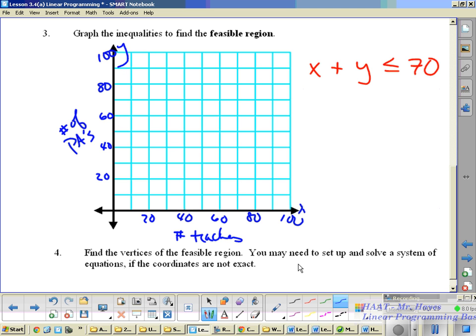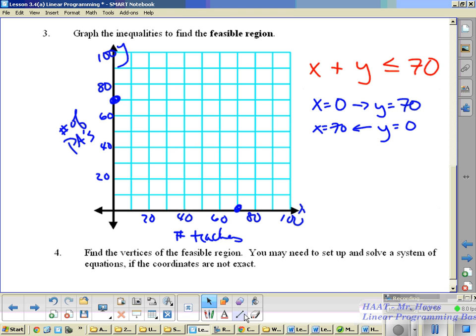So anyway, for this one, oftentimes if you find your y-intercepts and x-intercepts, you can be in good shape. So if x is equal to 0, that implies that y has to equal 70. So one of your points is going to be here. And likewise, if y is equal to 0, that's going to give me x is equal to 70. So one of your boundaries here is going to be running between those 2 points. So take out your straight edge. You're going to draw a nice line.